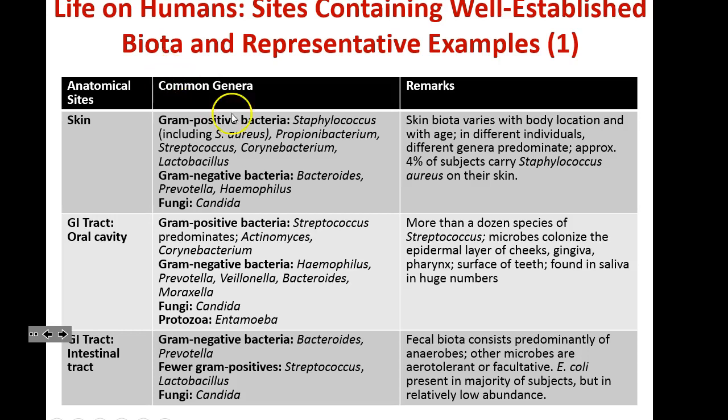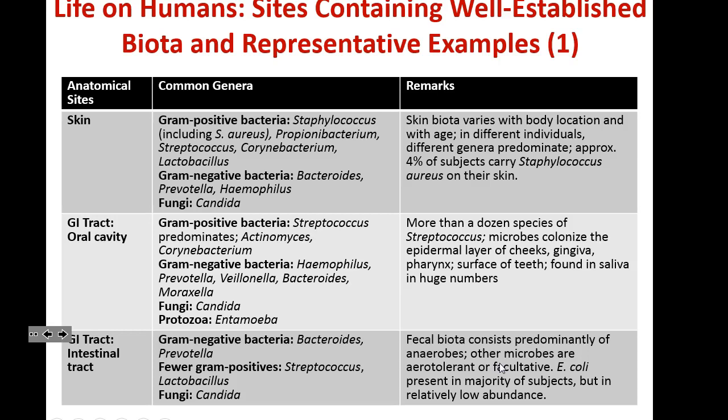In the intestinal GI tract, we have gram-negative and fewer gram-positives. Fecal biota consists predominantly of anaerobes. Other microbes are aerotolerant or facultative. Facultative meaning existing in a narrow niche or a wide one. What does facultative mean?